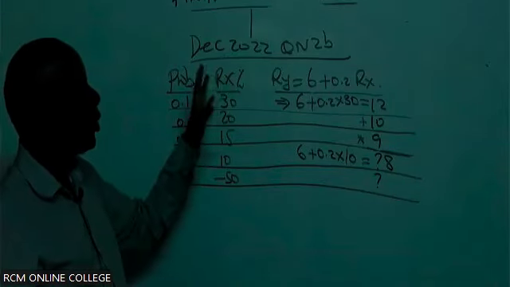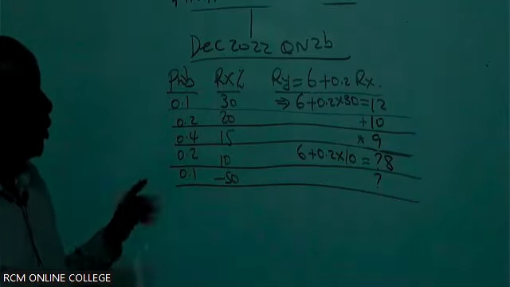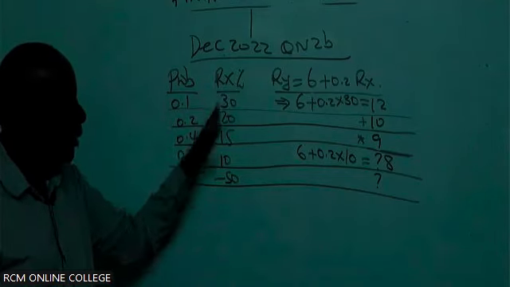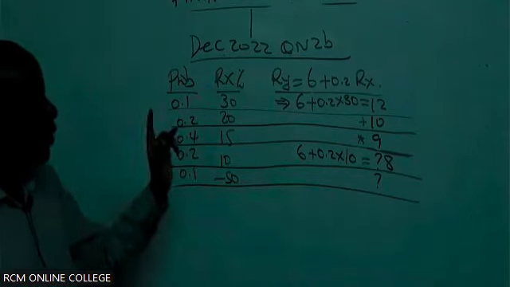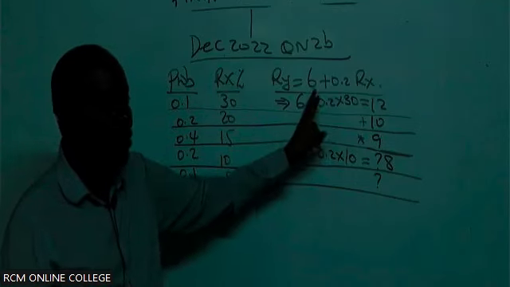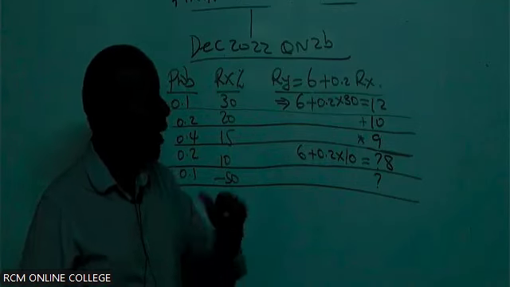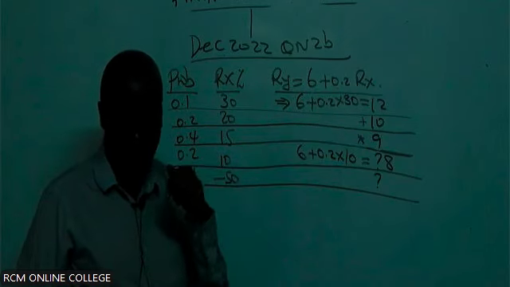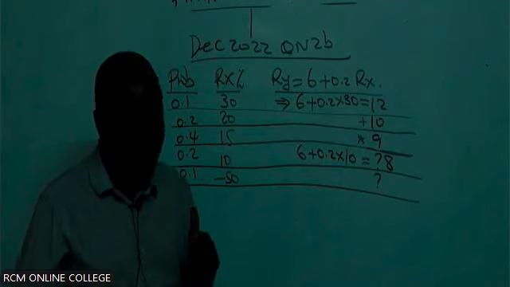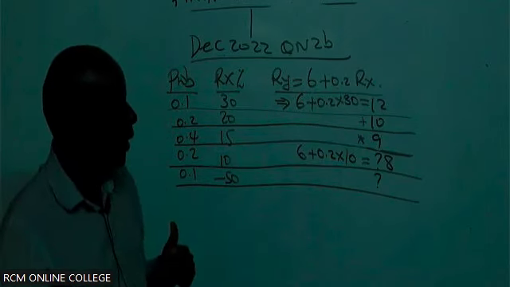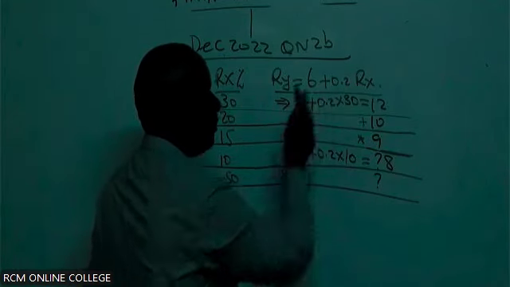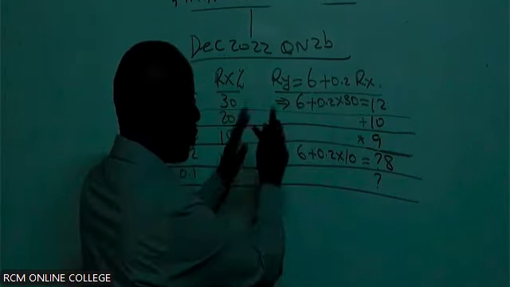We're doing December 2022, question number 2. What this examiner did was give us probabilities, actual returns of X, and then for returns of Y, he gave us an equation to help us get it. According to him, the equation is 6 plus 0.2 Rx. This is the equation for getting Y.